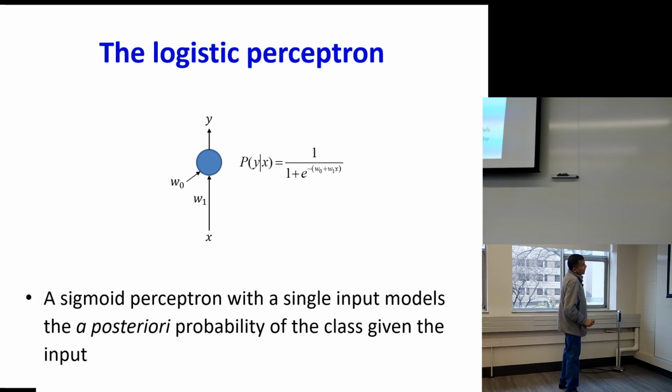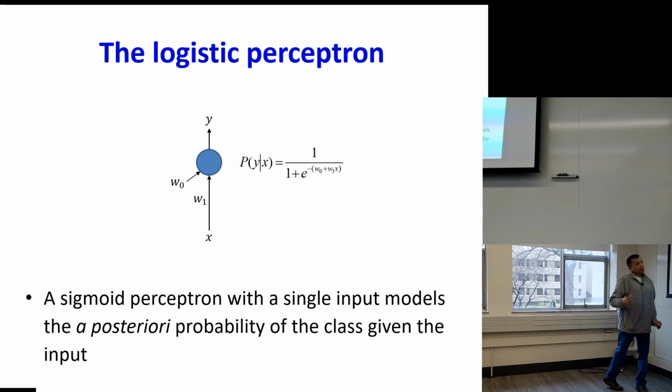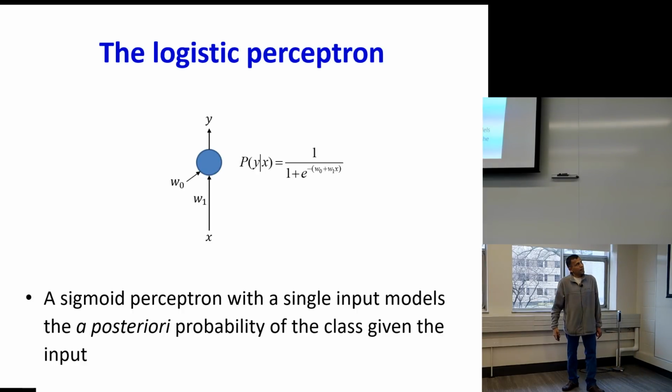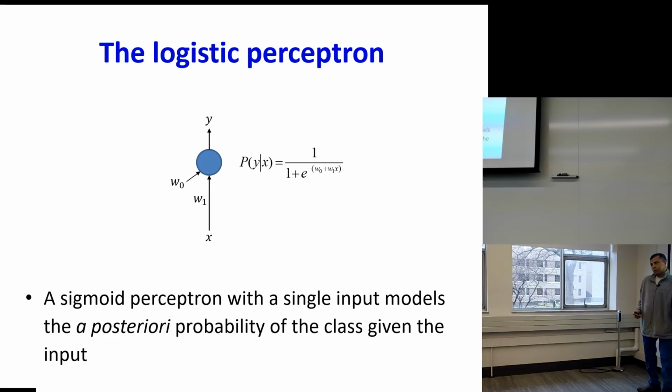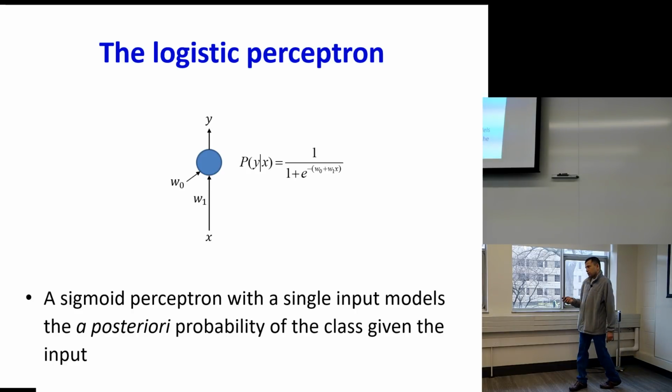Now, let's go back and look at our perceptrons. Our perceptron with a sigmoid activation, a logistic perceptron, is just your standard logistic function, right? So a sigmoid perceptron with a single input models the a posteriori probability of the class given that single scalar input x. That's going to be a function of this kind. That's just my representation of the perceptron. X goes in. The output of the function is 1 over 1 plus e raised to minus (w0 plus w1x), right? So we've used this. We've actually used the multi-class version of this, but I'm going to continue talking about the single class version.